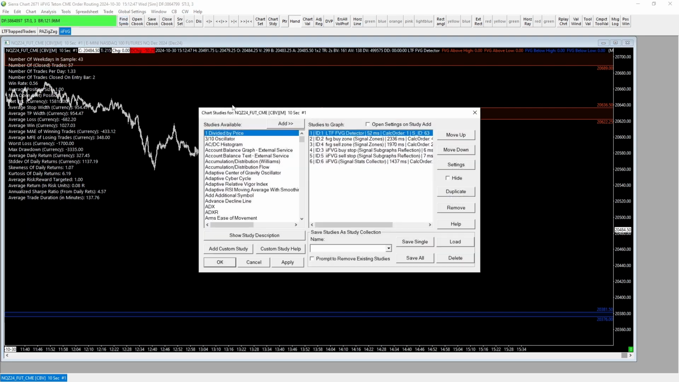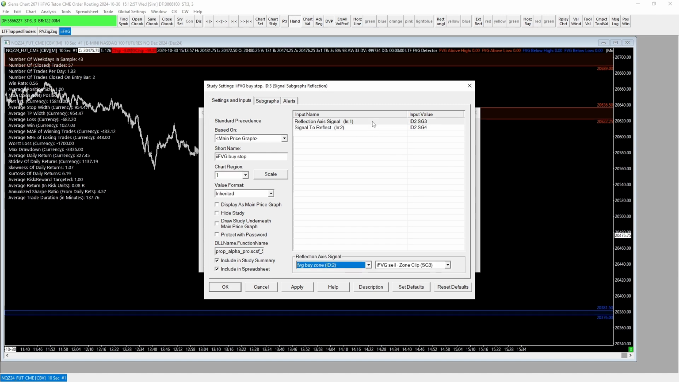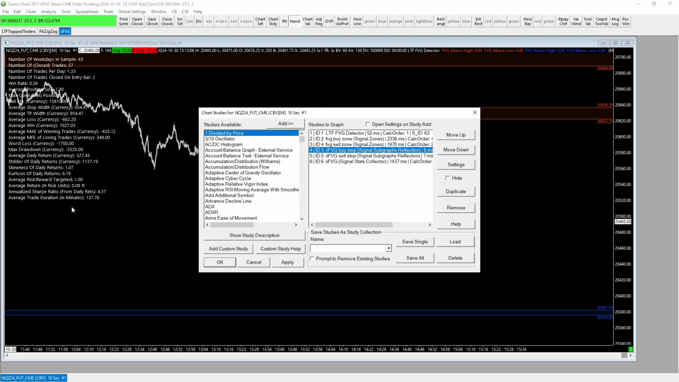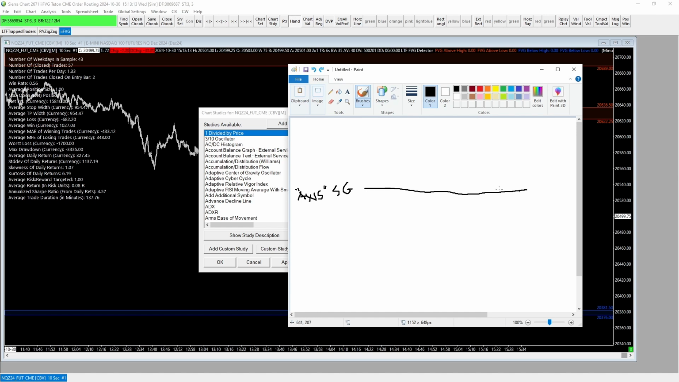And what we have here is a new study, signal subgraphs reflection, where we take a signal to reflect and we reflect it over the so-called reflection axis signal. So what that amounts to, let me show you with a little crude drawing. If we have a subgraph here, as this line is the so-called axis subgraph, and then we have to reflect.